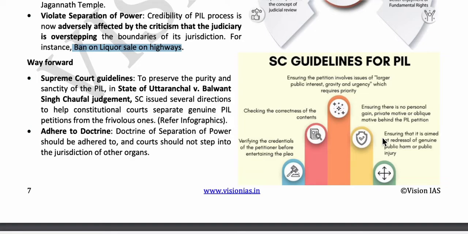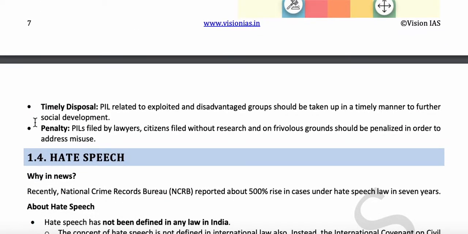Okay, so now we'll look into the way forward. The Supreme Court should issue proper guidelines regarding this PIL. And next, the judiciary should not violate the doctrine of separation of powers. It should not overstep its boundaries, and the PIL should be solved in time. Okay, and penalty, that is, personal gain PILs or publicity PILs should be penalized.